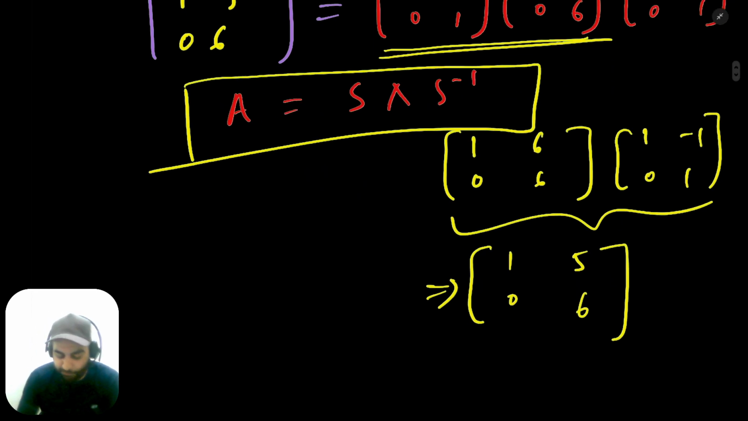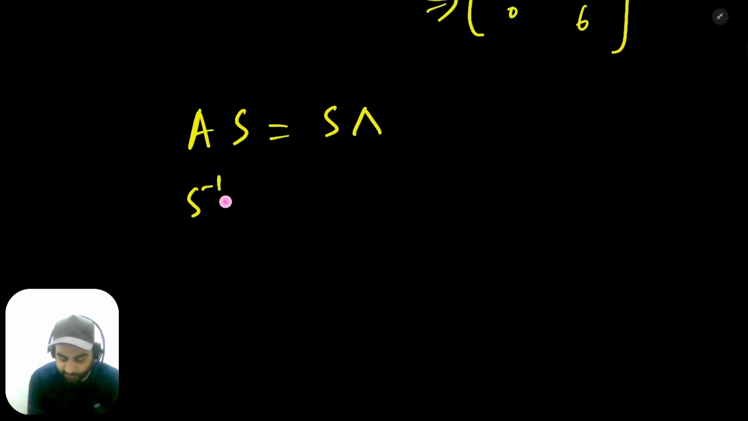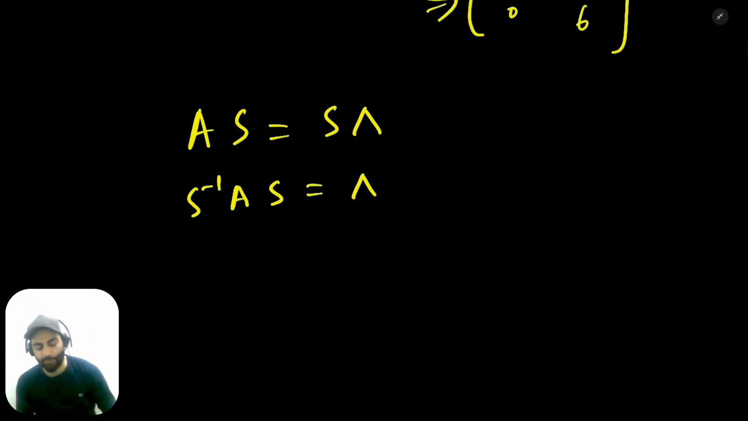Now we need to see some important properties of diagonalization, and then I'll make some points regarding it. So we have this as basically equal to S lambda. Okay, so S inverse A S is equal to lambda. That's what we got. So let's take this one and multiply the matrices.